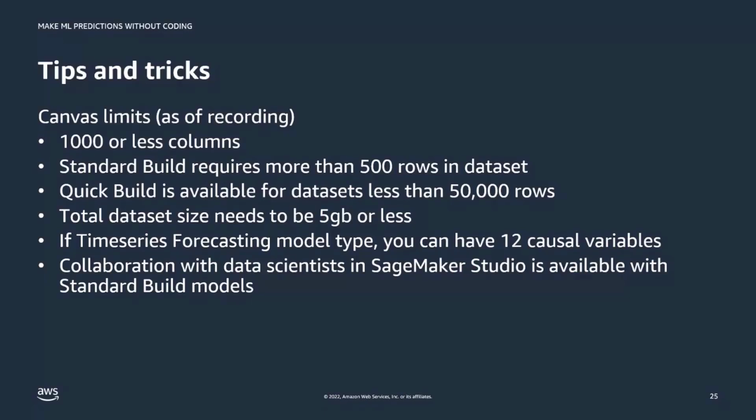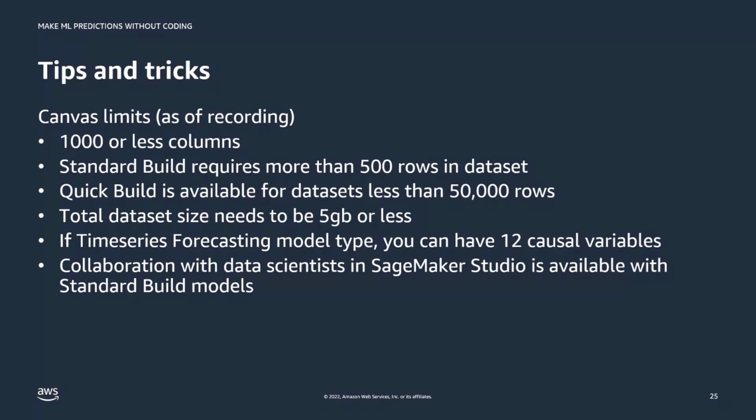Quick build, which is the 15-minute version of training, operates on about 50,000 rows right now. And so we'll work to improve that. But at the moment, 50,000 rows. Otherwise, you have to run standard build.